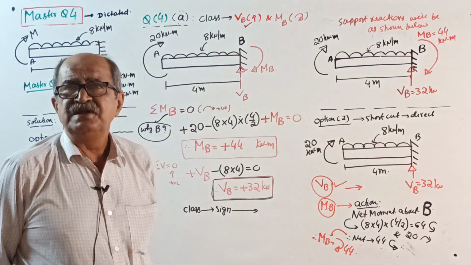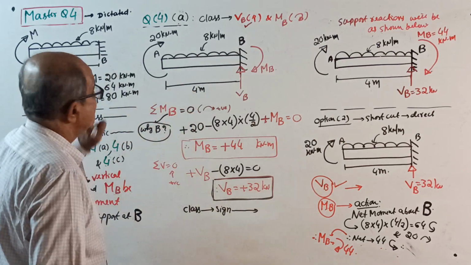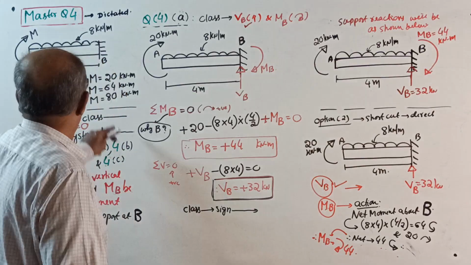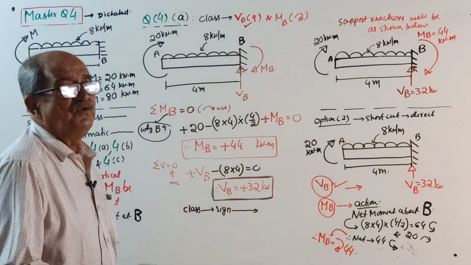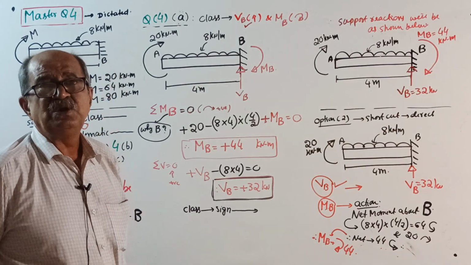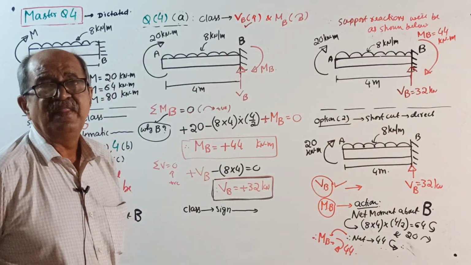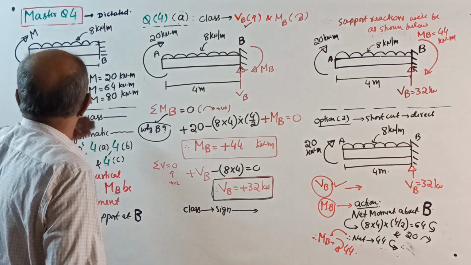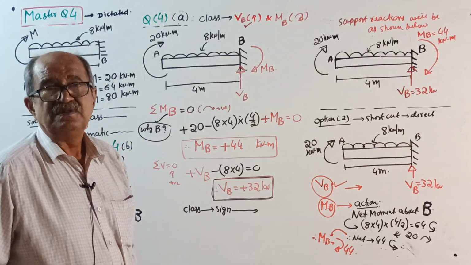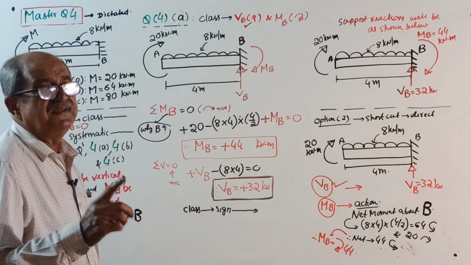Or I will give it in words if you want. A cantilever beam of length 4 meter is fixed at its right end. Then it is subjected to a UDL of 8 kilonewton per meter over the entire length and also a clockwise couple M at the free end. Now find the support reaction for the following 3 cases.